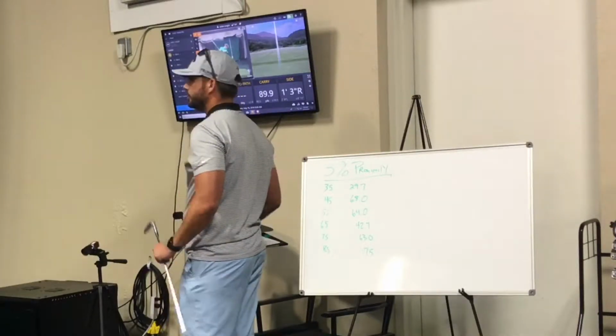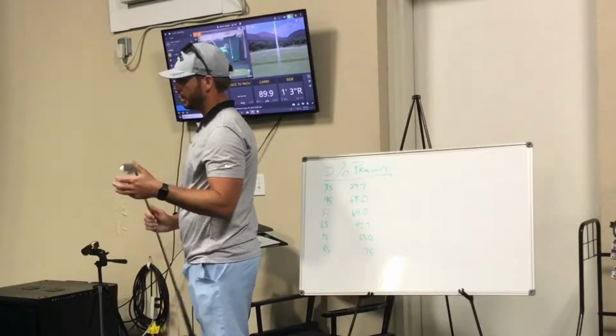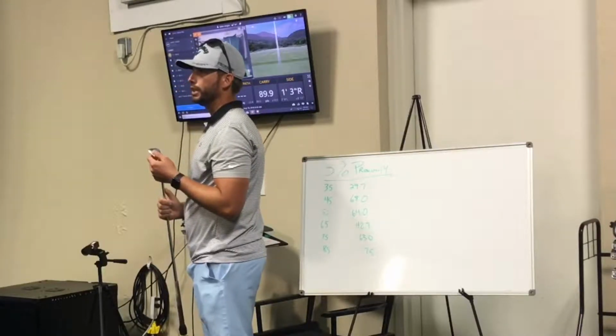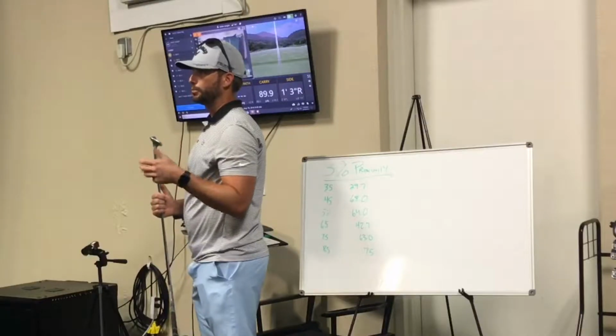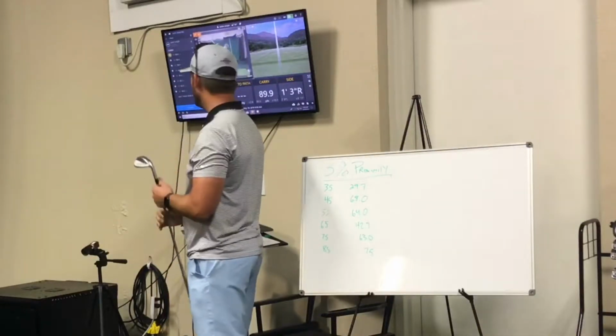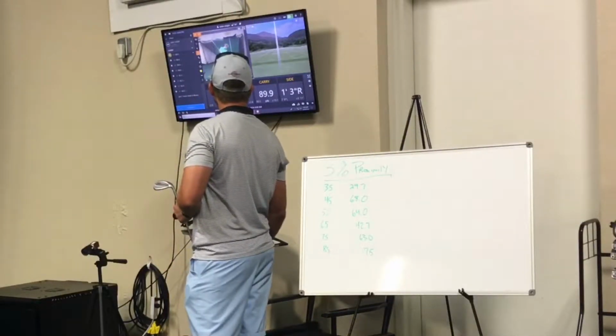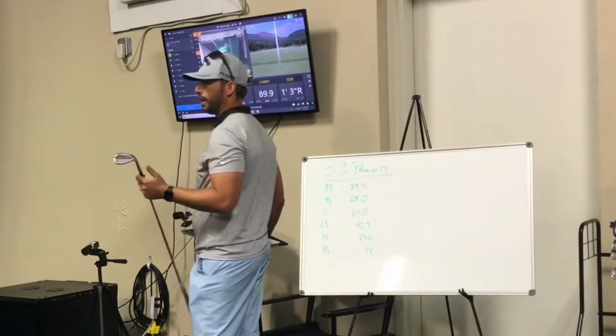So how I control distances, I want to know my stock number with every club. So your 54 goes 90 yards. For me, it's about 10 yards per arm swing position. So if I know this goes 90 yards full, this would be 9 o'clock or half swing.